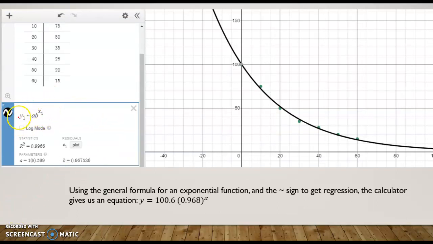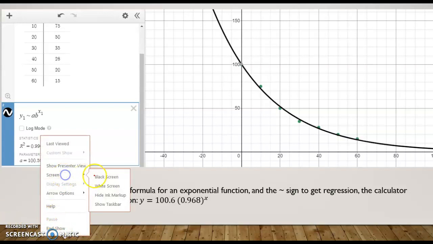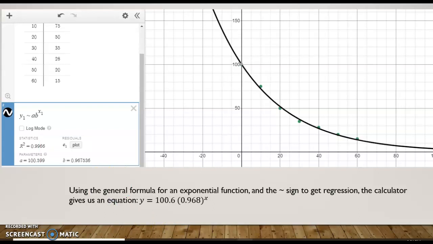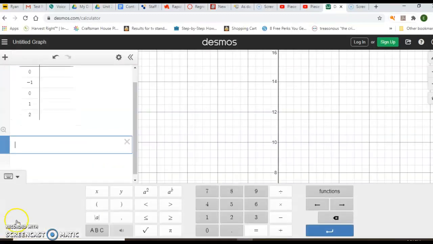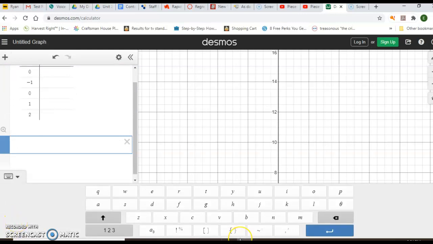Here's your exponential, y, and then that little tilde. If you're wondering where to find that, I believe I've shown it to you before, but let's go back and pick it up again. There we go. It is on your screen here, on Desmos, right next to the brackets at the bottom. Okay? Just that little tilde.